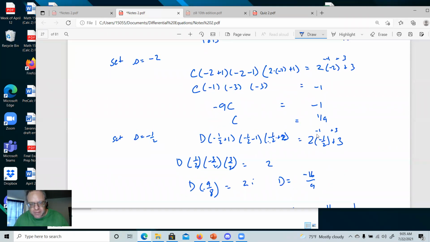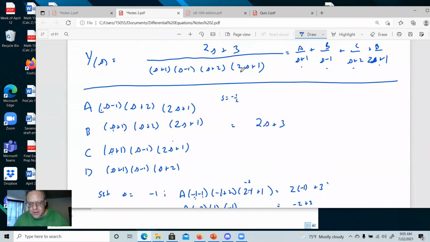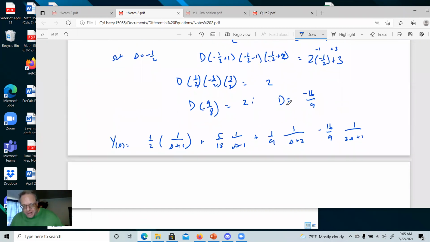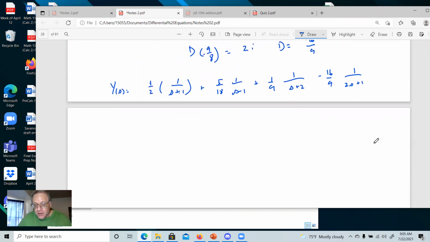Double check here. 2s plus 1. But that's not a form we have, right? We have s minus something. So we're going to have to pull out the 2 here. So this is going to be negative 16 ninths, and then we need 1 over 2, then we have s plus 1/2. You see where the 2 goes here? And that's going to cancel, so we have minus 8 ninths, 1 over s plus 1/2.